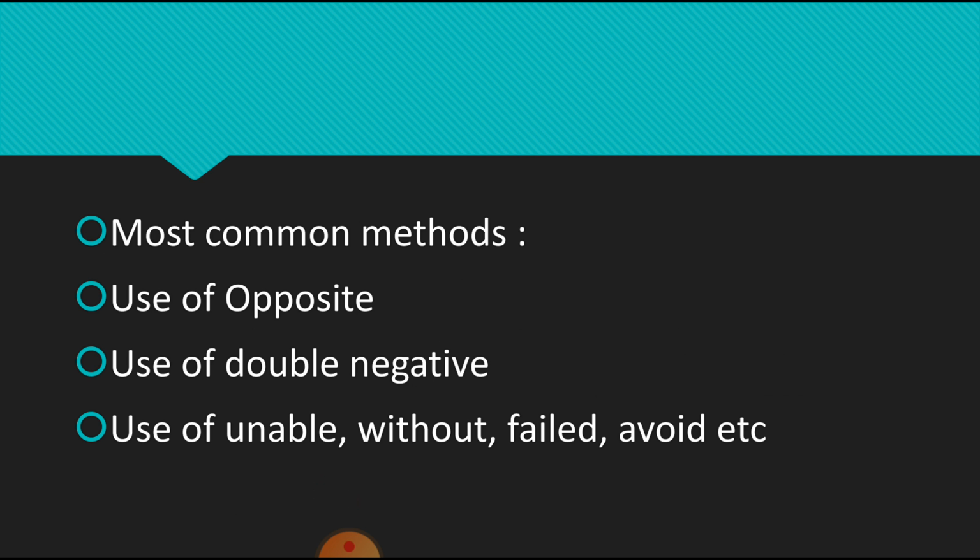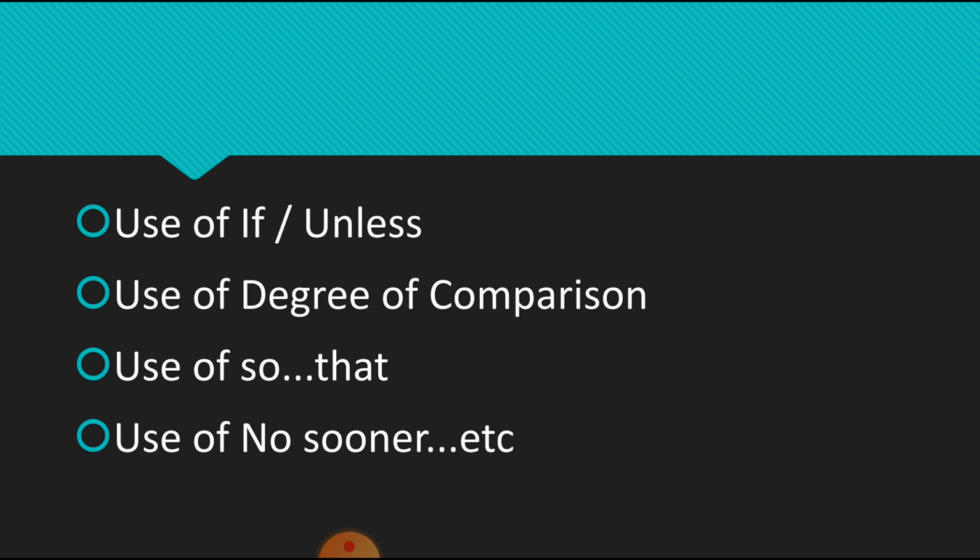Now we will discuss the most common methods that are used. We use opposites, use of double negation, that is negative, use of unable, without, failed, avoid, etc. Use of if to unless, use of degree of comparison, use of so, that, use of no sooner, etc. All these uses we will learn through sentences.